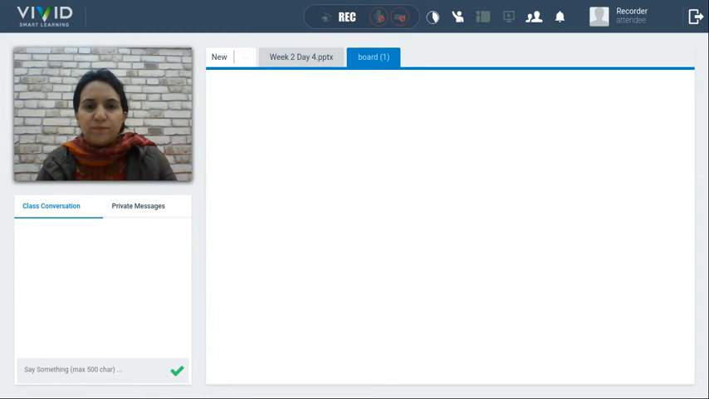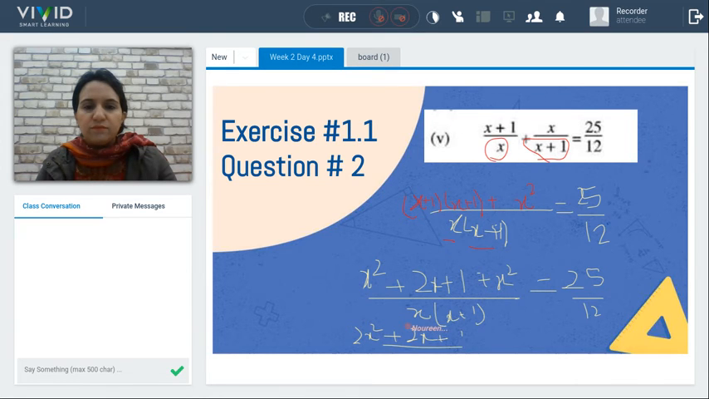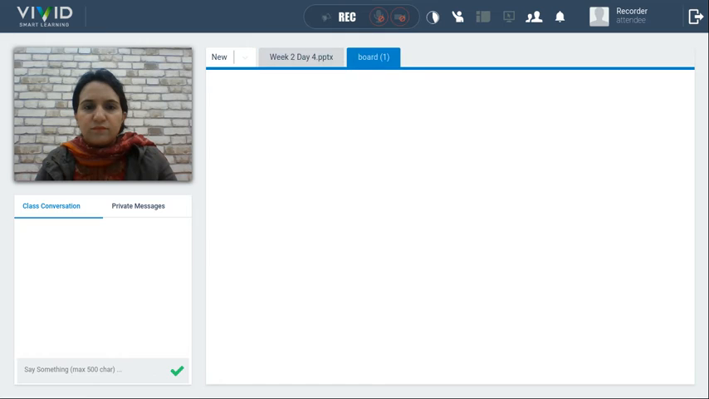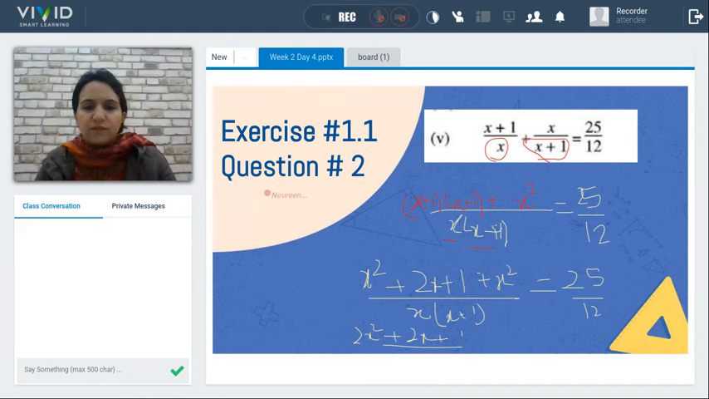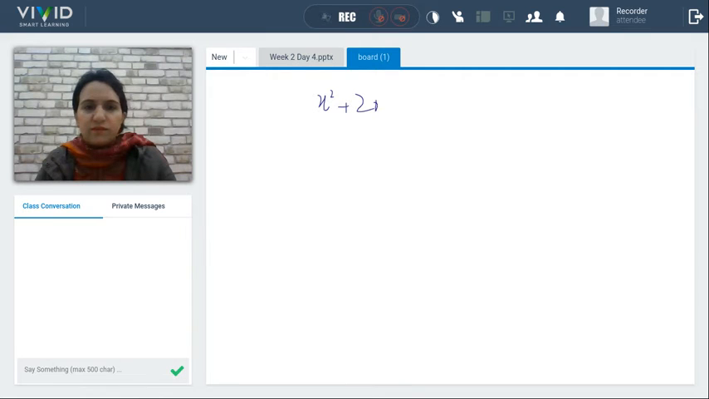Let's do it on the board. x square plus 2x plus 1 divided by x into x plus 1 is equal to 25 by 12.